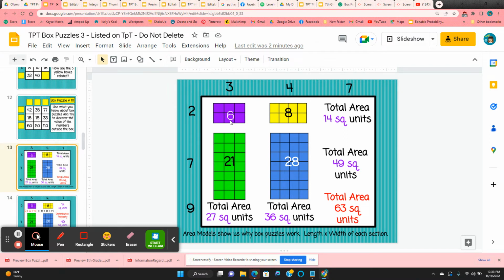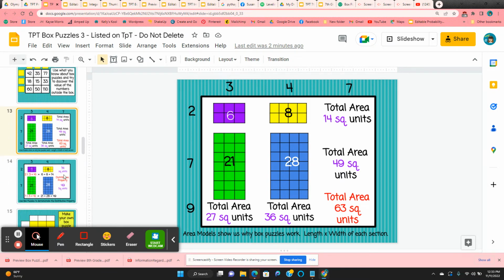Okay, so this is a group of 6 squares, which would be a 2 by 3 array. 4 by 2 would be 8 squares. And if you add all the squares together, you're going to get this 14. And it works down here with the larger numbers also.